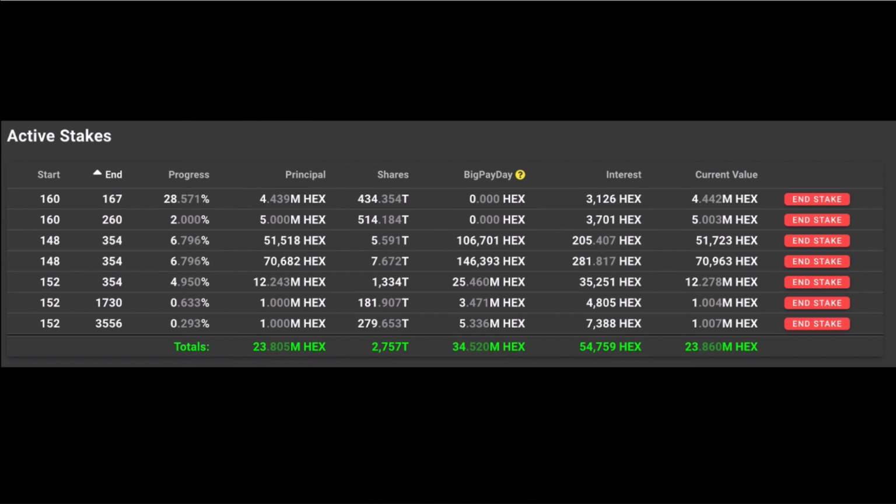This may look confusing at first glance, but simply put, I have staked various Hex amounts with different maturity dates. The interest towards the right-hand side is how much interest I've accumulated so far that I'll be able to redeem once my stake matures. If I end my stake early before the maturity date, I am severely penalized.